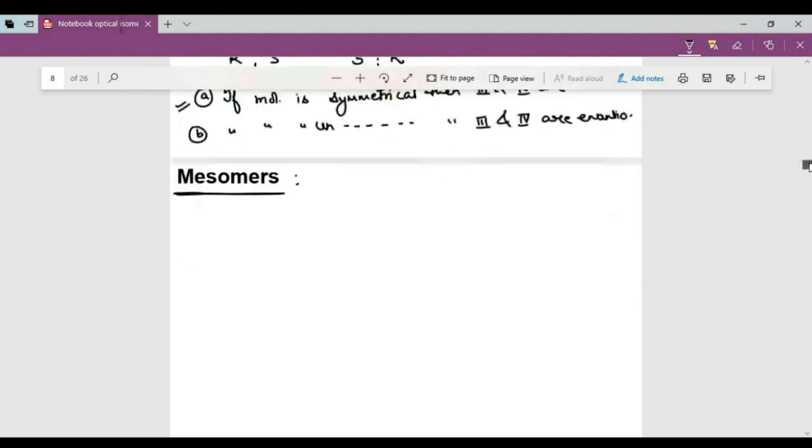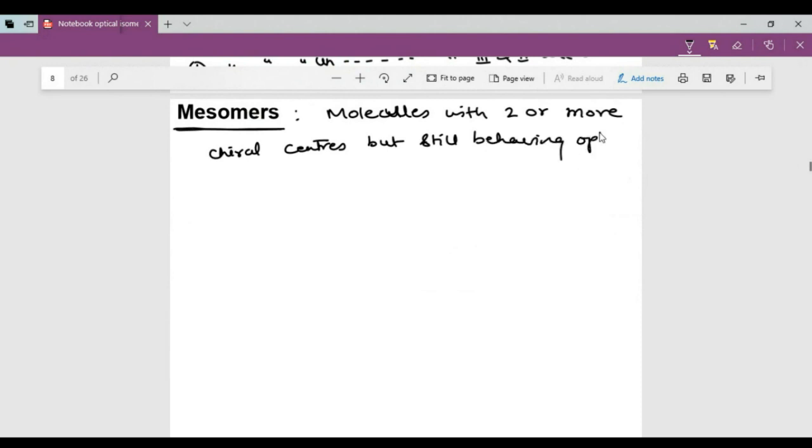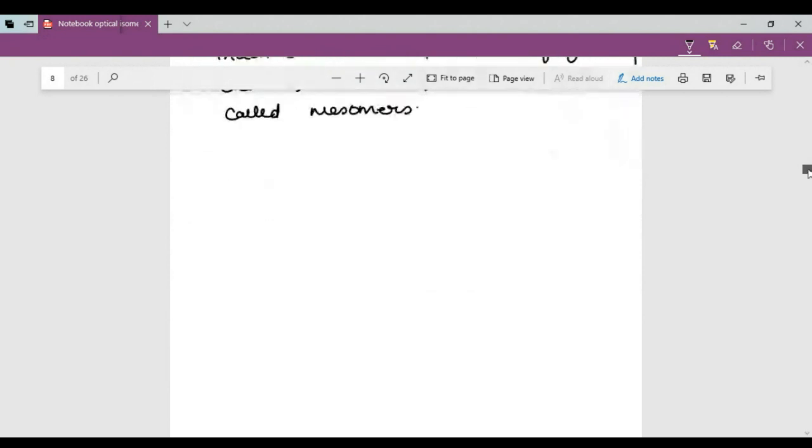What are mesomers? Molecules with 2 or more chiral centers but still behaving optically inactive due to the presence of symmetry elements like POS, plane of symmetry, COS, center of symmetry, etc., are called mesomers.